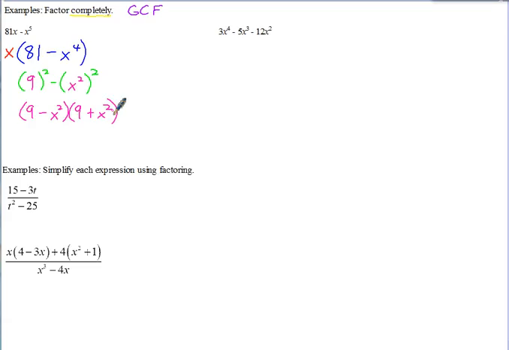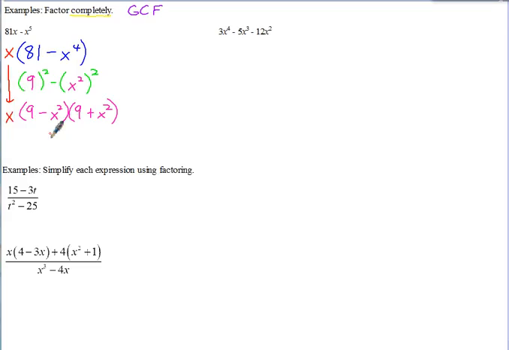You can see why this would work, because 9 times 9 would give you 81. And then on the outside, 9 times x squared would be positive 9x squared, 9 times negative x squared would be negative 9x squared, and those are going to cancel. And then you would have negative x squared times positive x squared, which gives you negative x to the fourth. And then don't forget to bring down the GCF of x.